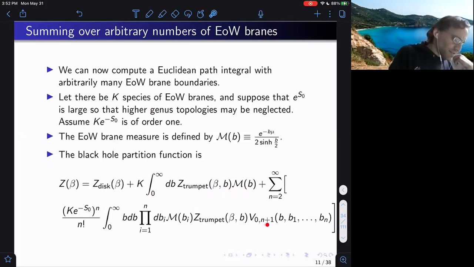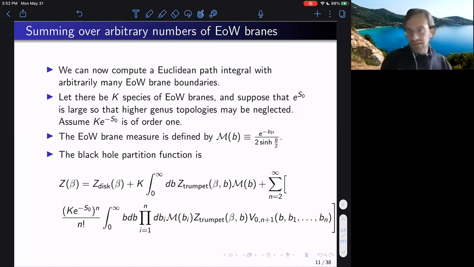So to do that, I just start with the Weil-Petersson volume with n+1 boundaries. And n of those boundaries will be glued with end of the world branes. So here I integrate with this end of the world brane measure. And then the last boundary just gets glued in with the trumpet to give you the asymptotically AdS boundary. So we just have to sum over all this.